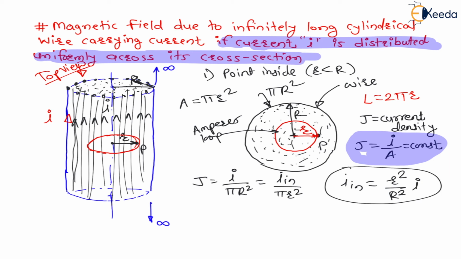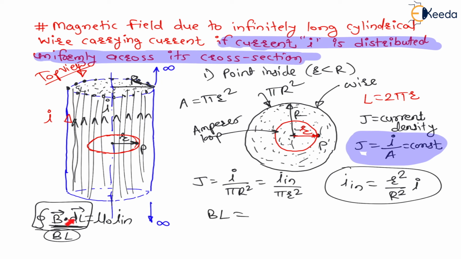Now the rest of the calculation is very simple. We know the Amperes Circuital Law: the line integral over a closed loop of B dot dl is equal to mu naught I inside, and the line integral of B dot dl becomes BL. This is a special case, where B and dl are tangential and the angle between them is 0 degrees at each and every point. So the law becomes BL. No need to explain again and again, many times we have explained the same. BL is equal to mu naught I inside.